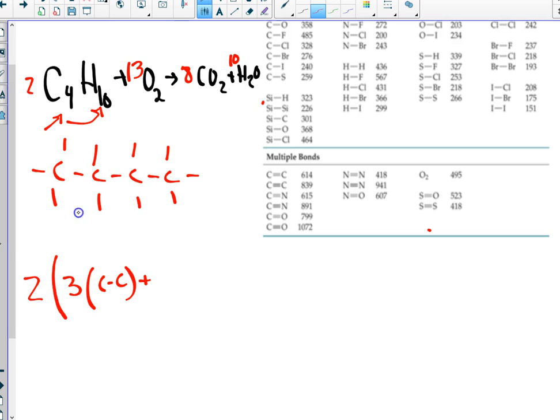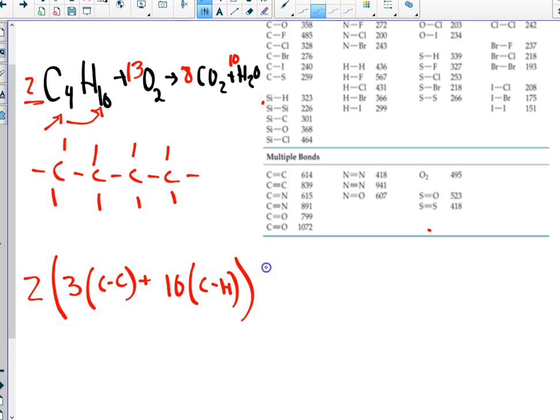Plus, the only other bonds were C to H bonds, and I had 1, 2, 3, 4, 5, 6, 7, 8, 9, 10 of them, right? Which makes sense because you have 10 right there. 10 times C to H. All right, and I'll close that. That takes care of everything in this molecule. Hold on.